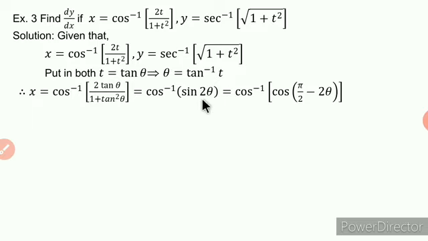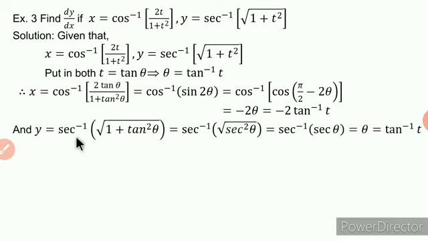Now we can write this sin theta in terms of cos as cos of pi by 2 minus 2 theta. So we get cos inverse of cos of pi by 2 minus 2 theta. Now we know one formula is cos inverse of cos theta is theta. So using that formula, the value of this term means x is equal to minus 2 theta. Back substituting the value of theta as tan inverse t, we get x is now minus 2 tan inverse t. This is the new value for x.